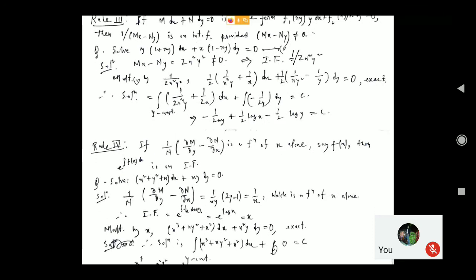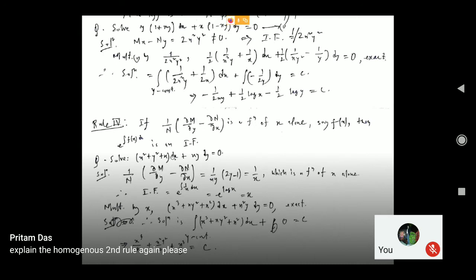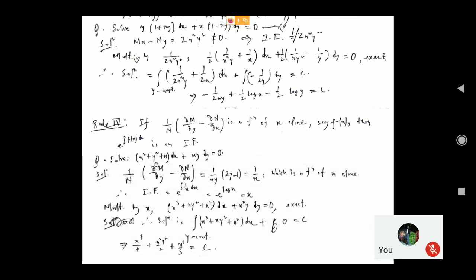If there is no question, we go to rule 4. Rule 4 is that if this expression is a function of x alone, f of x, a function of x only, then e to the power integral f(x) dx is an integrating factor. Yes, this equation again is not exact directly. We have to make it exact. Next thing is by inspection. By inspection, if you can, you solve. It may not be very easy to convert it into exact form by inspection.